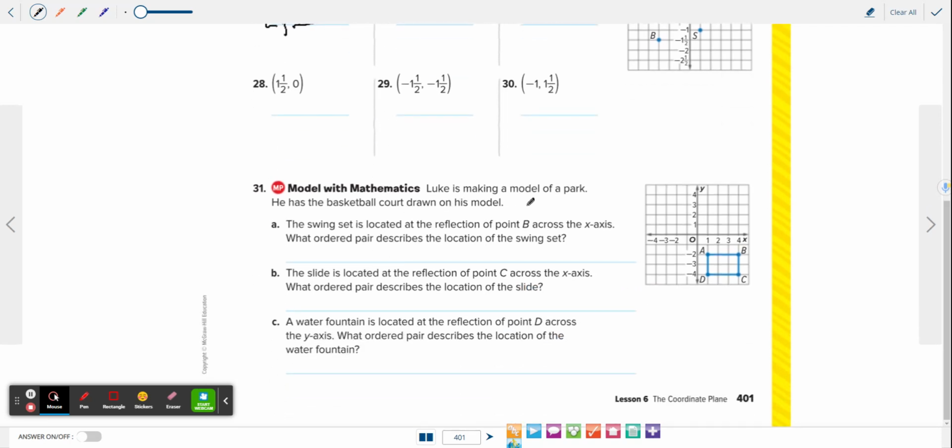And then number 31, Luke is making a model of a park. He has the basketball court drawn on his model. I assume this is the basketball court. The swing set is located at the reflection of point B across the x-axis, so that'll be coming up. What ordered pair describes the location of the swing set? Okay. And then the slide is located at the reflection of point C across the x-axis. And the water fountain is at the reflection of point D across the y-axis. So make sure you read these carefully and then put your points on there and then answer the questions. They want to know what ordered pair describes where it's at. So your ordered pairs will look like these up here.